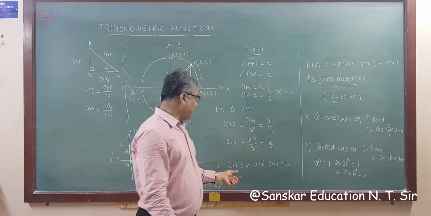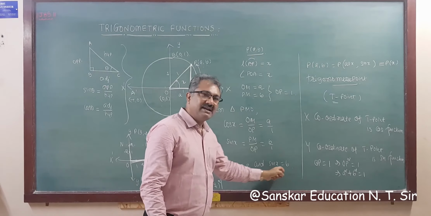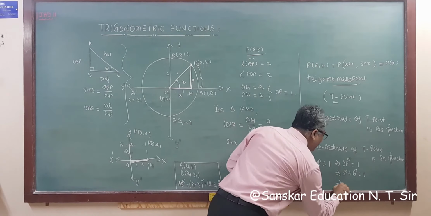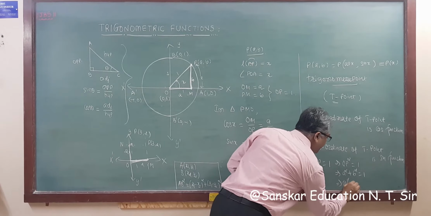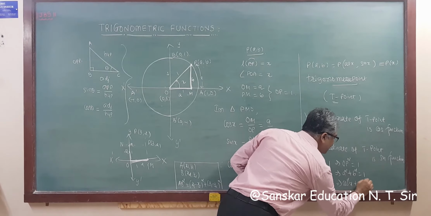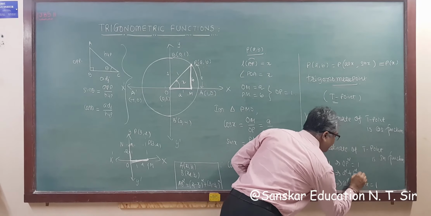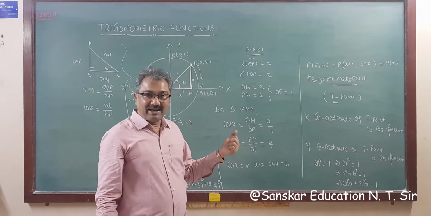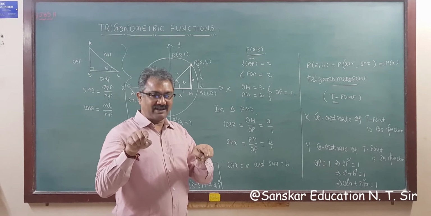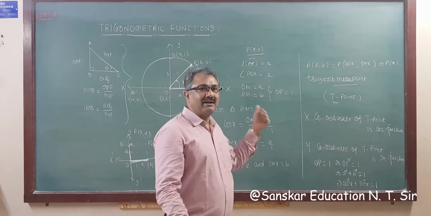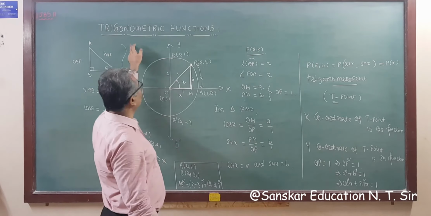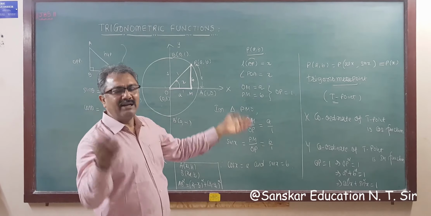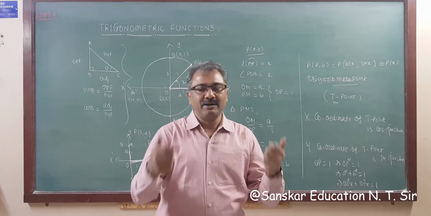Now what is a? A is cos x, and what is b? Sin x. So we get cos square x plus sin square x is equal to 1, right? So this is the first identity you learned as a trigonometric ratio. Now you are learning this identity as a trigonometric function, meaning for any angle, any radian angle, you can use this.